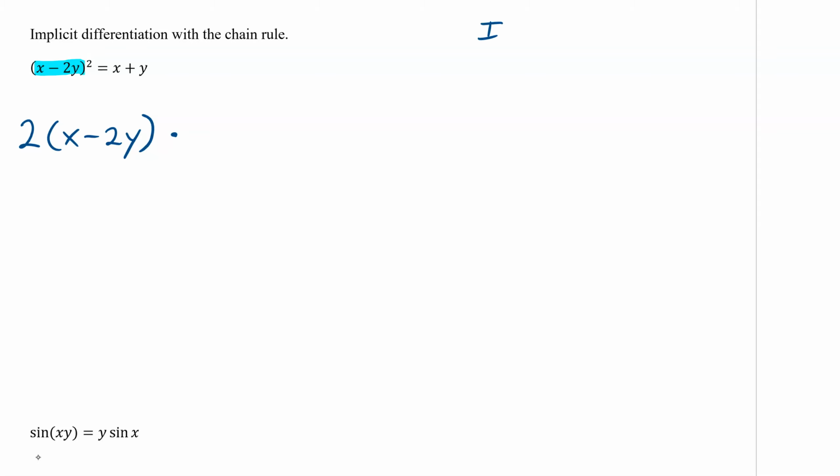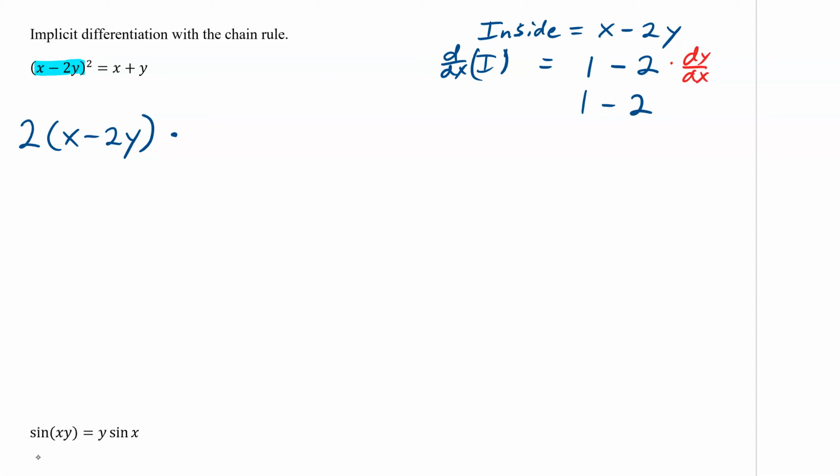So I still like to write inside off to the side, and that becomes x minus 2y. And so now we can do inside prime. And again, we're doing this with respect to x. That is our variable. We'll just change it to that. There we go. So derivative of x is 1 minus, and then it's 2. And then now we put times dy dx. And again, I like y prime. So 1 minus 2 y prime.